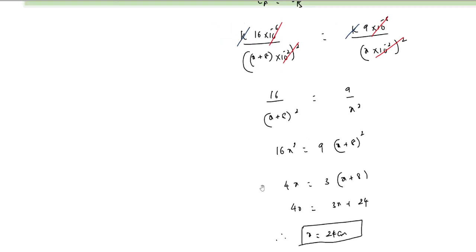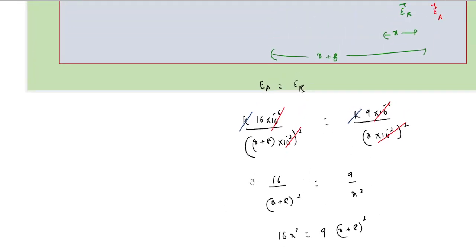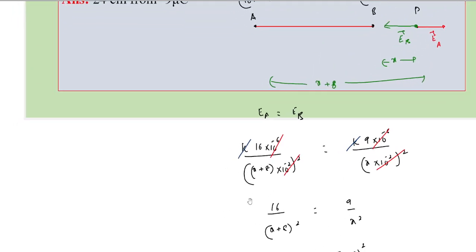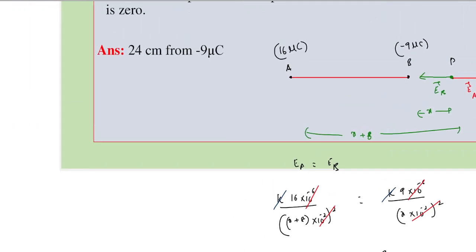Now to do it the other way around, instead of taking the point to the right of point B, what if we take a point to the left of point A? That is, take a point to the left of point A. So let this point be Q. We take a point Q. In this case, I'll redraw this.